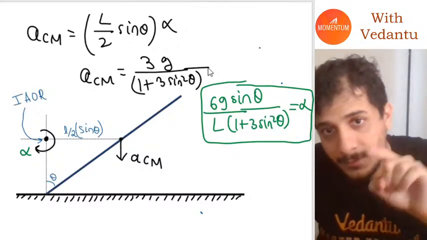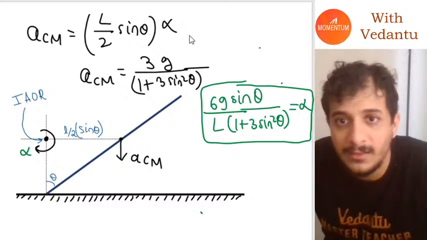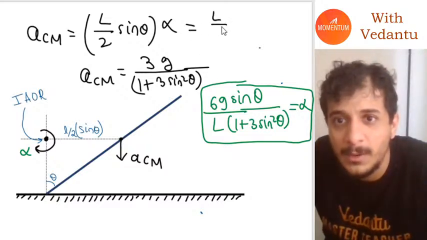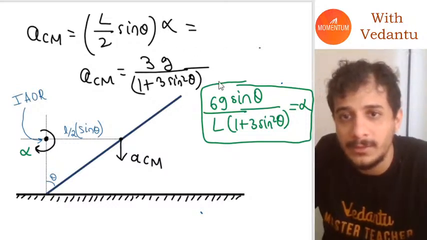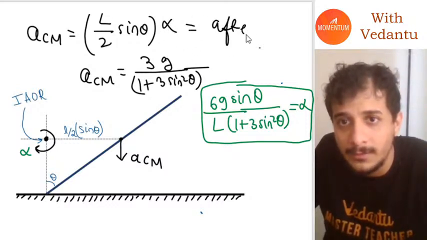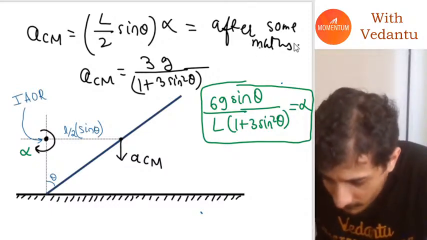I hope you guys can see. 1 plus 3 sine square theta. You want me to substitute? It will be L by 2. No, I can't substitute. Just multiply L by 2 sine theta with this, and after some maths, you should get this answer.